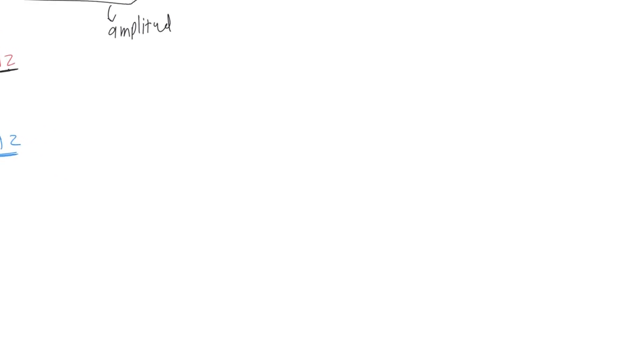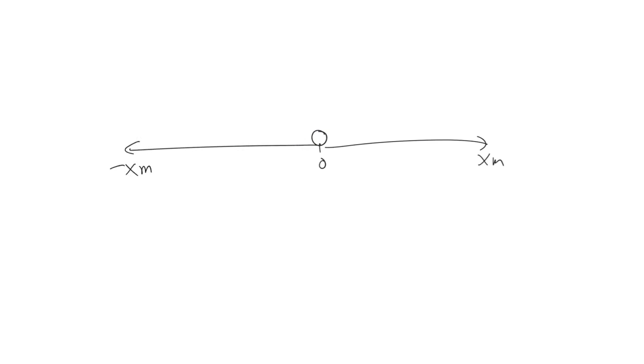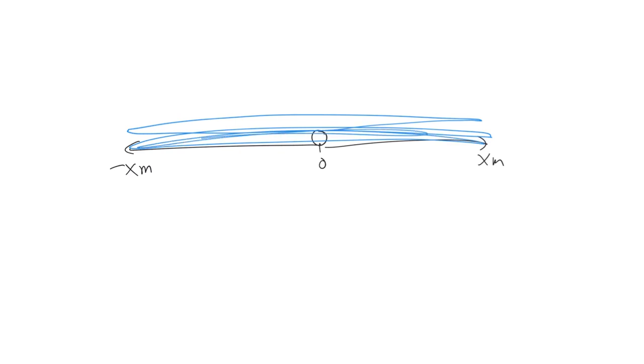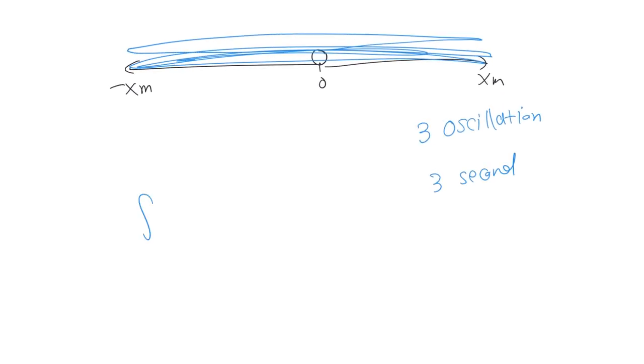Okay, now I will give you another example. If we have this particle again, here 0, here xm, and here minus xm, and now this particle goes to the right and to the left, then to the right, to the left, to the right, and like that it does, for example, 3 oscillations in 3 seconds. And we want to calculate the frequency.